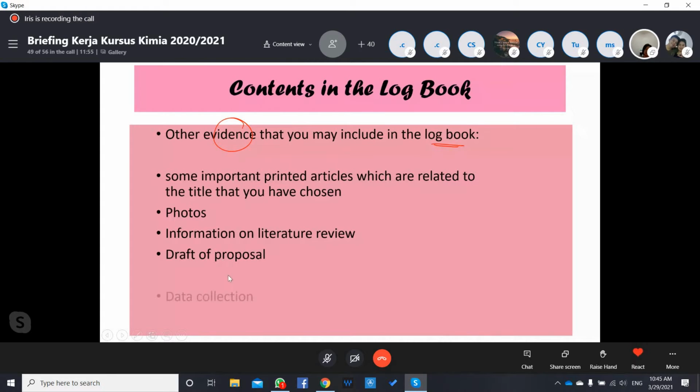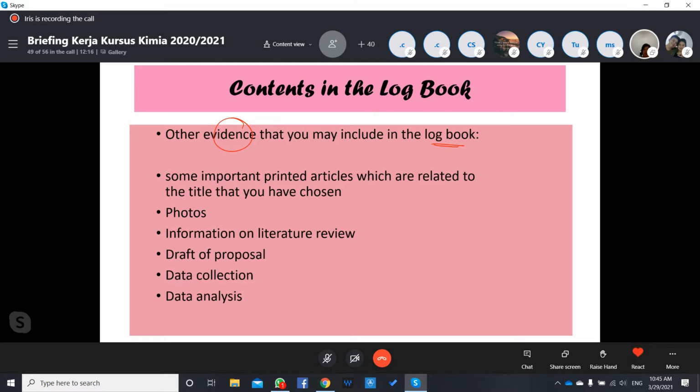Example, your data collection. When you carry out the experiment, you may tabulate your data. So you don't have to put it on a separate sheet of paper. You just use the logbook, you jot down everything. Maybe you want to jot down temperature difference or weight difference, everything in the logbook.